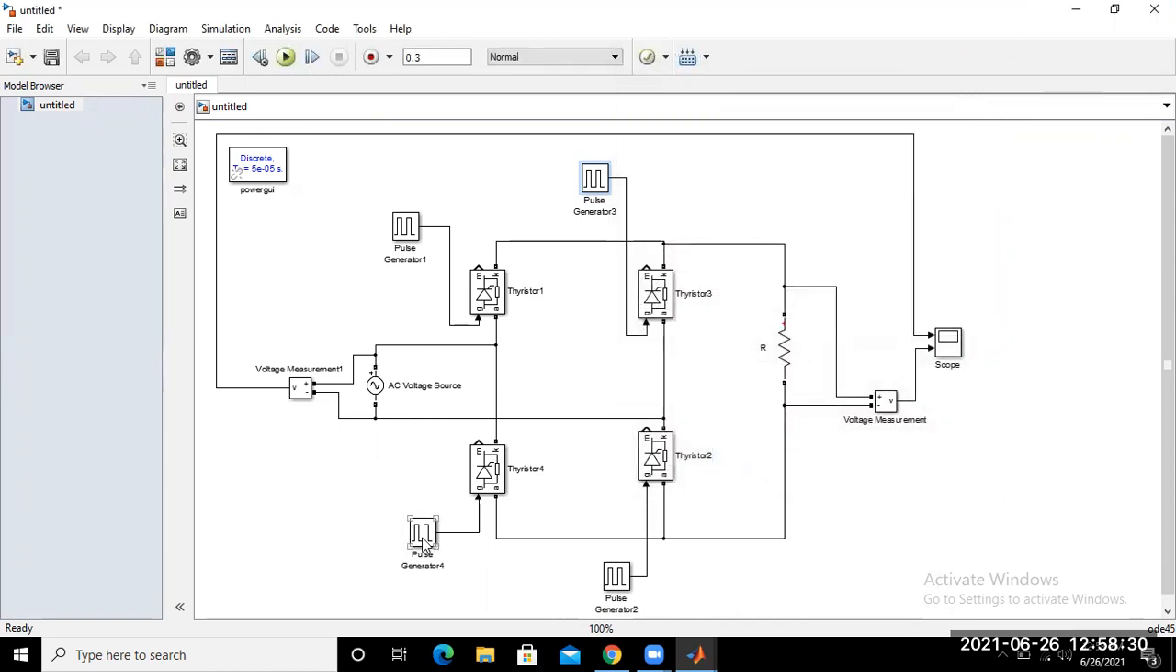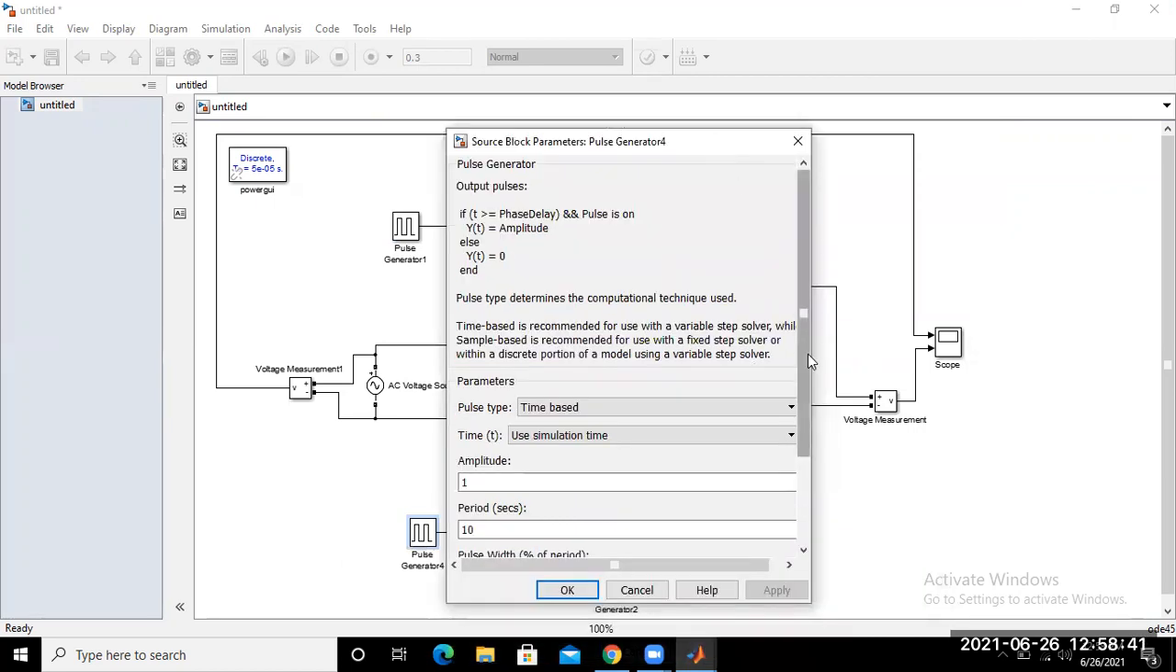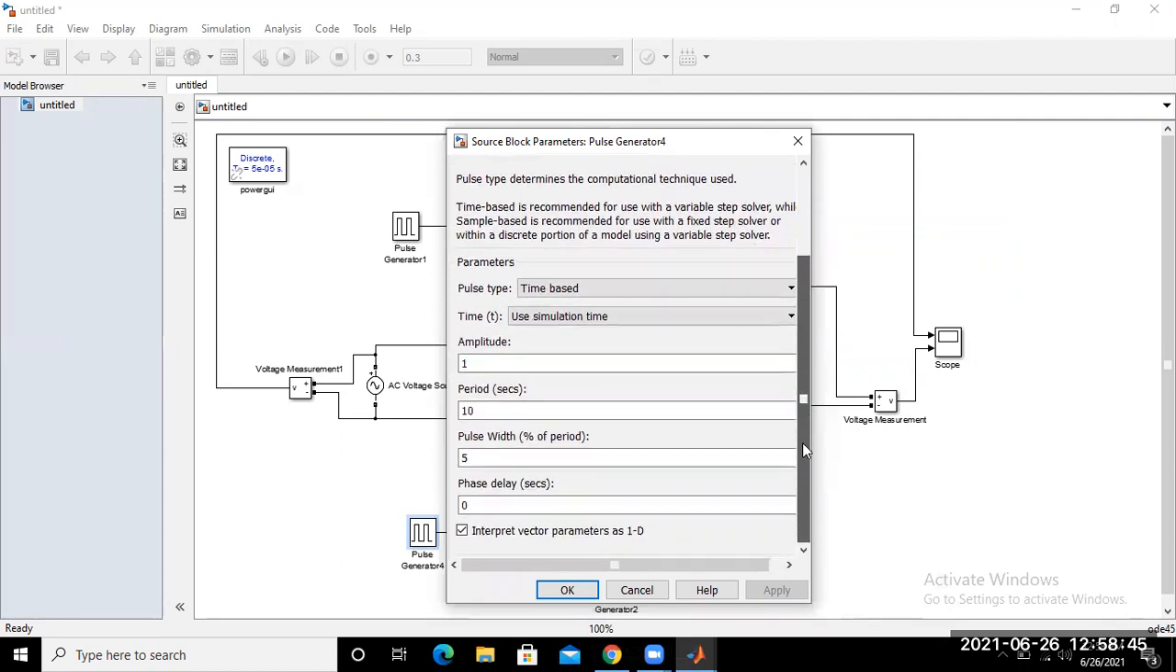Same again, change the pulse generator 4. If amplitude is 10, period is 0.02, and this one is 0.625. 0.625 into 0.02. Okay.